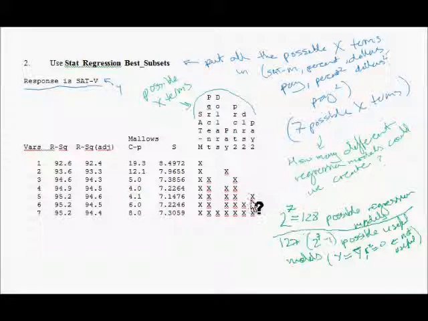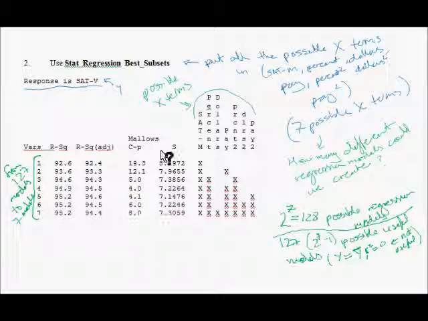Okay, so here we had 128. So we've gone from 128 possible models. Minitab has reduced it here to 7. So that's nice, right? We've gone from 127 models to 7 models. That makes our life a lot easier. So that's what best subsets is good for. Kind of cleaning things up and looking at what models really might be useful here.